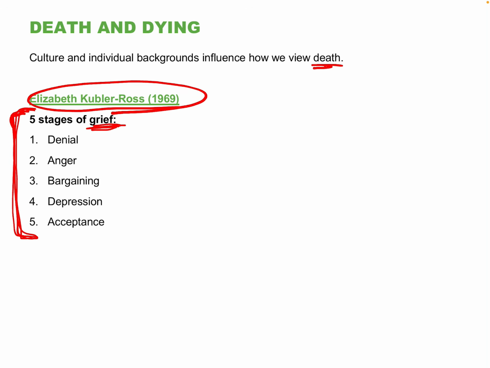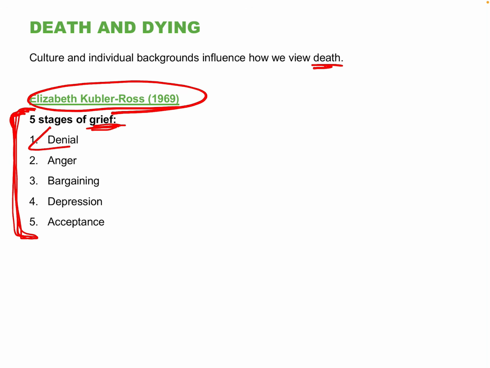So these 5 stages, they may not just deal with grief, right? It could be stages of shock, the reaction we get when we're diagnosed with an illness. Okay, so you can think of many different incidences in life beyond grief and dying that this might apply to.